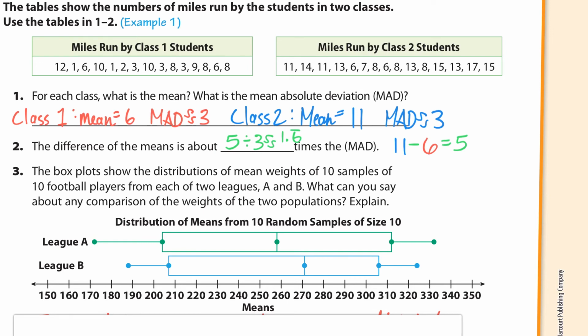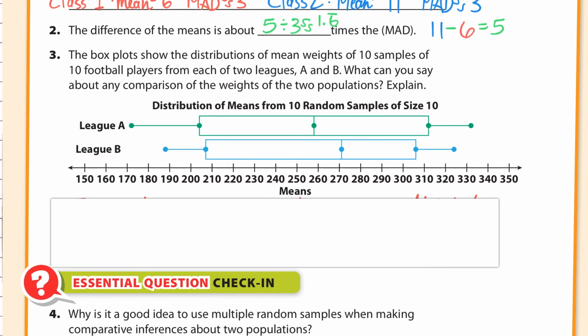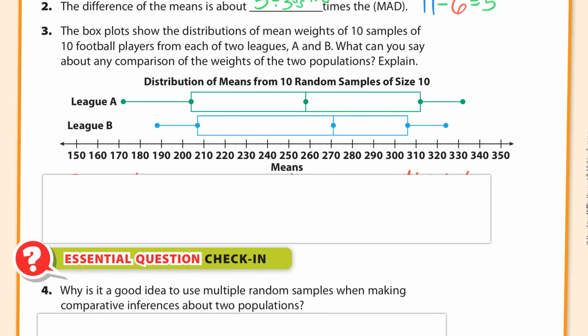Okay, number 3, we have the box plot shows distributions of mean weights of 10 samples of football players from each of 2 leagues, A and B. What can you say about any comparison of the weights of the 2 populations? Box plot. Big range there. Larger box here. Lower median. Okay. Well, this is what I have to say about it.